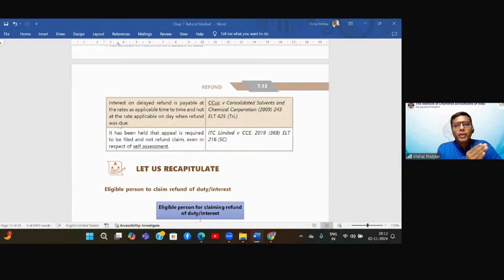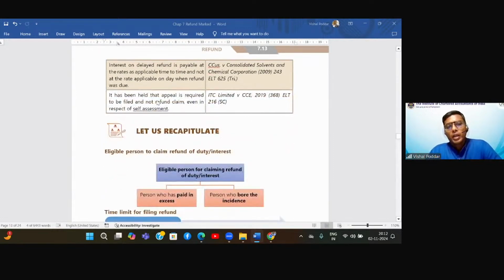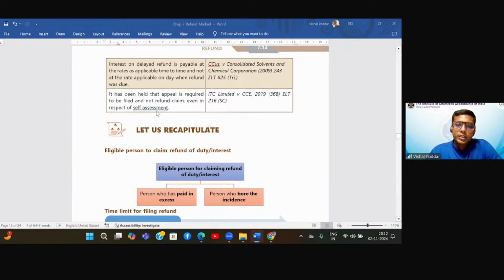Maybe at the time of application it was 6%, but by the time you are getting interest, if in between the rate has been revised to 9, for the further period from that date, the interest would be calculated at 9%. It has been held that appeal is required to be filed and not refund claim even in respect of self-assessment. This is what we just saw.